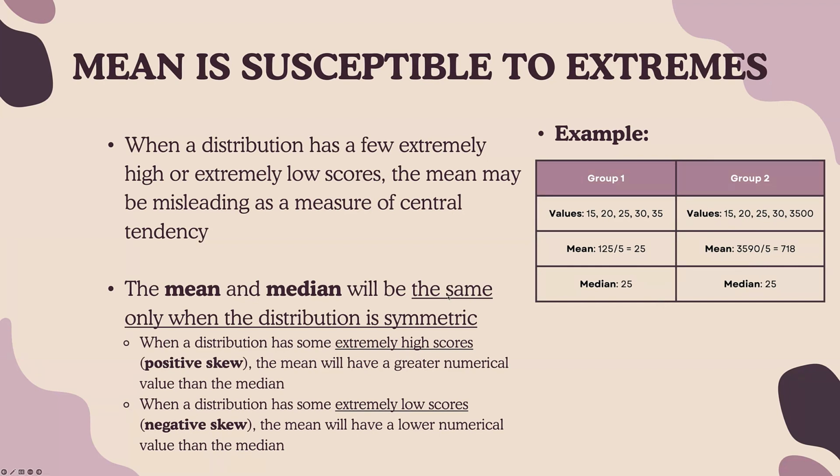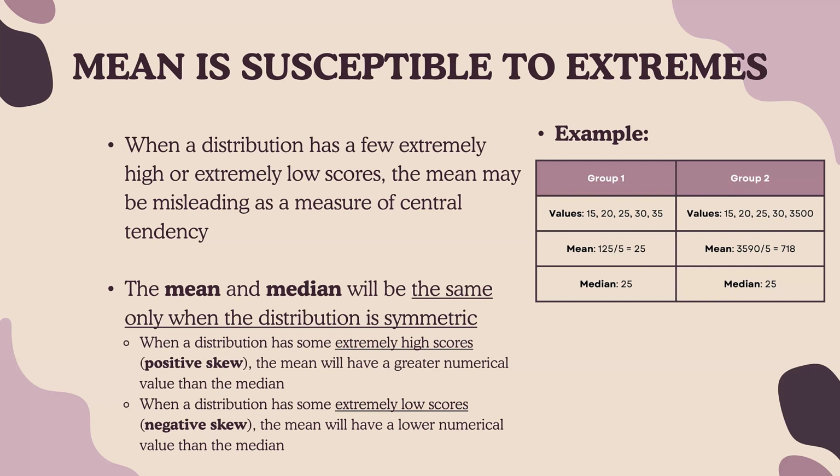So the mean and the median will only be the same when the distribution is symmetric, right? And that means that you have a similar amount of high and low scores. When a distribution has some extremely high scores, that indicates a positive skew. So you can think of something like income. Income has a positive skew because you have a bunch of people on the low end or the middle end, and then a very, very few people at the top end making millions of dollars a year. So if we take the average of that, it's going to pull that average up.